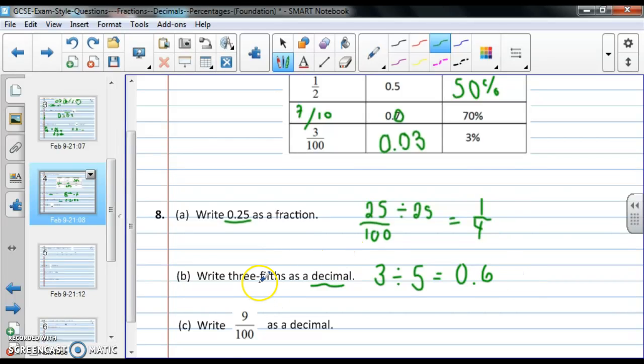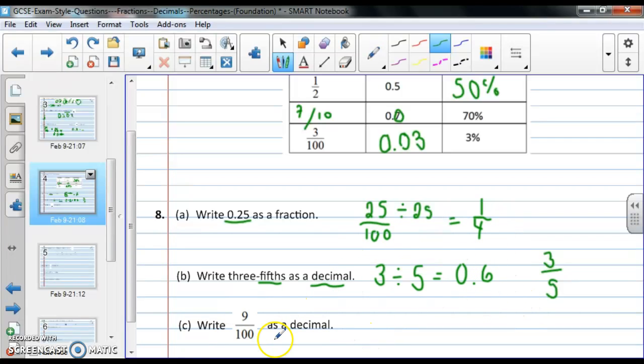You can also change this fifths into tenths. I'm going to multiply both the top and the bottom by 2. That gives me 6/10. Remember, this is my tenths place, so that means I've got 6 in the tenths place.